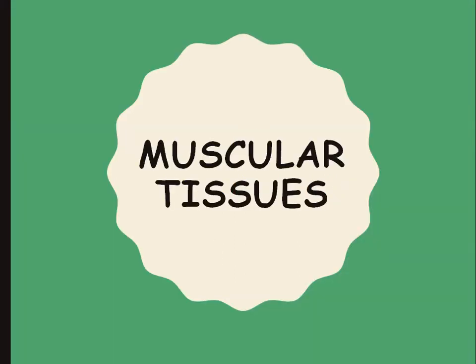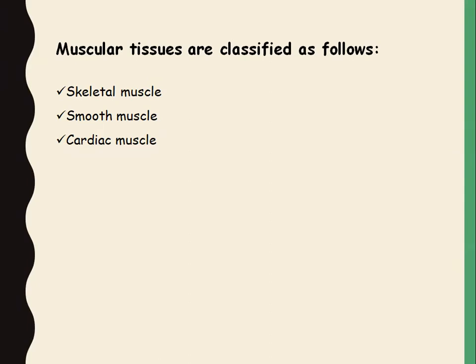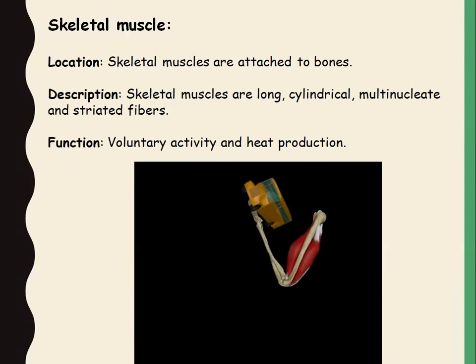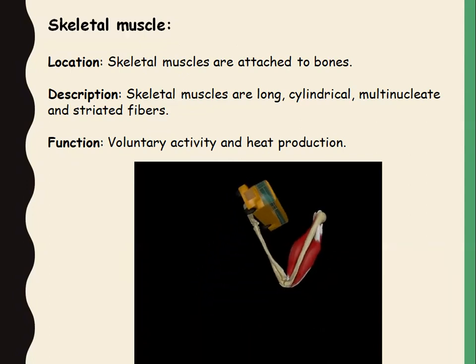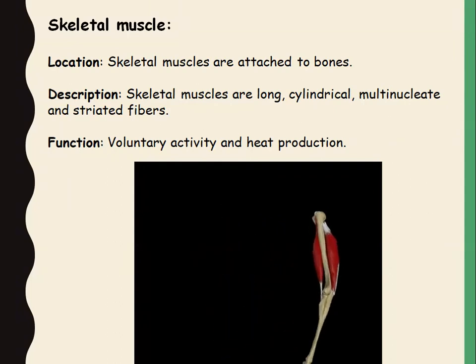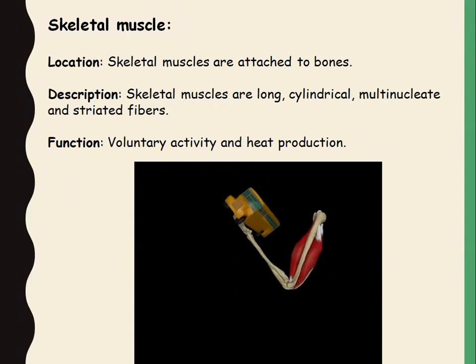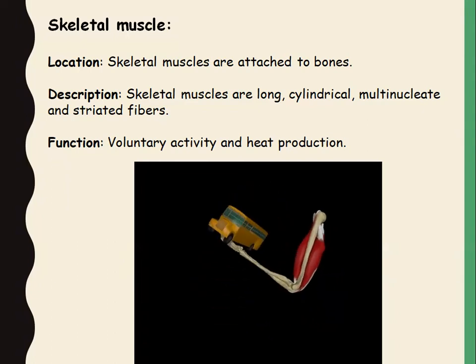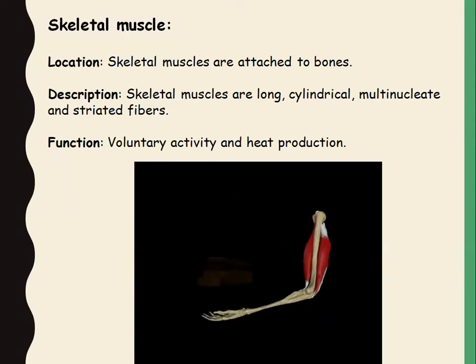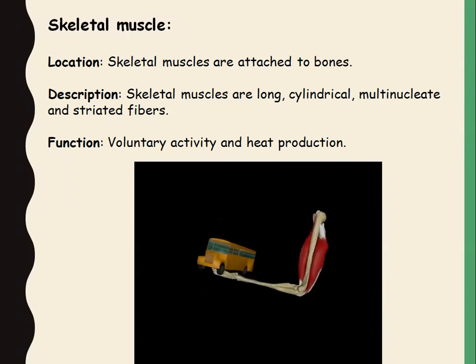Next one is the muscular tissue. The muscular tissue is classified as skeletal muscle, smooth muscle and the cardiac muscle. First one is the skeletal muscle. Location is skeletal muscles are attached to the bone. Description: skeletal muscles are long, cylindrical, multinucleated and the straight fiber. Function is voluntary activity and the heat production.